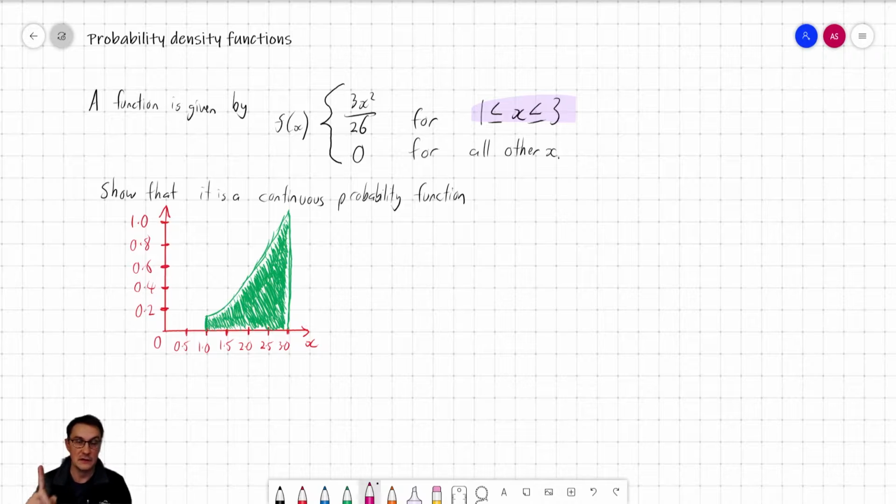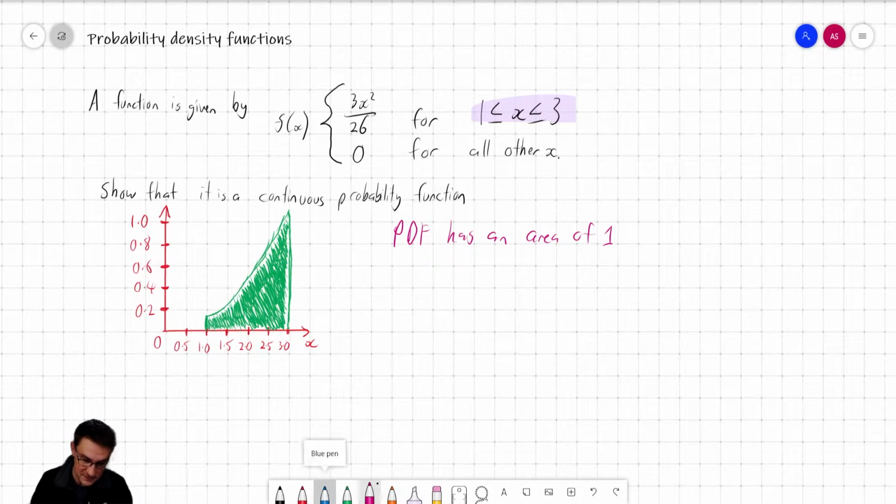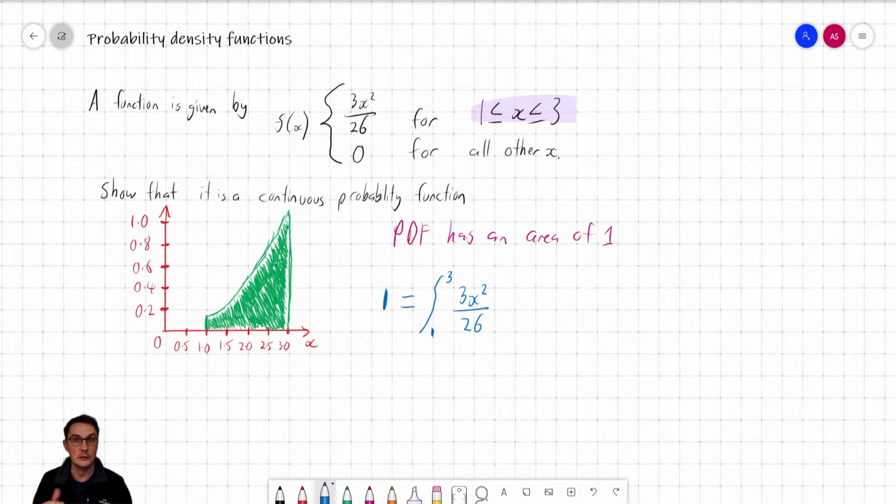One of the key things we need to remember is that a PDF always has an area of 1, representing 100% of all the results. So with this, 1, our area, is going to be equal to the integral of 3x squared over 26 between 1 and 3, because we're only looking at that shaded region in this graph. And that will give us a result of 1.